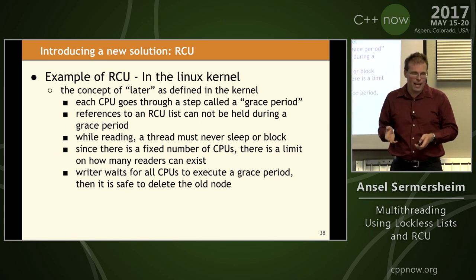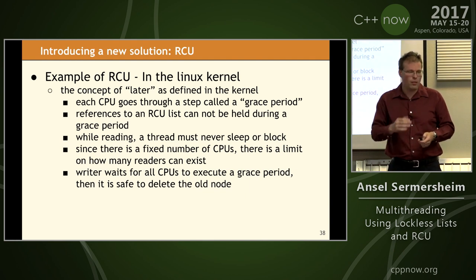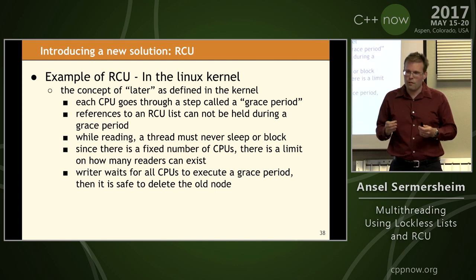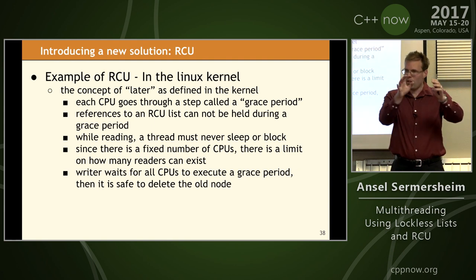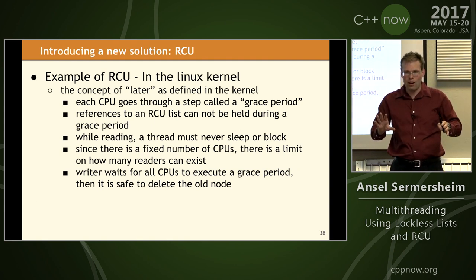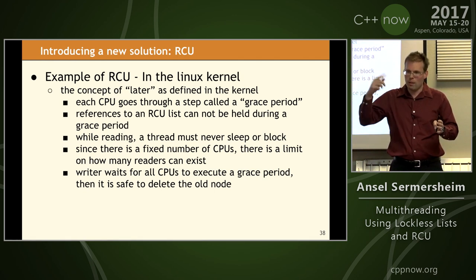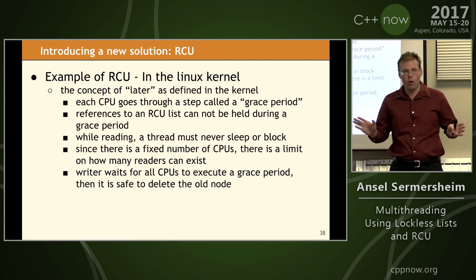What this means is that while reading, you really don't want to sleep or block, as noted. And since there's a fixed number of CPUs, there's a limit on how many kernel threads can exist. So when you write to this list, the write algorithm says, okay, do the read, the copy, the update, and then wait. I'll do the waiting. I'm the writer. And the way I'm going to define later is I'm going to block until every other kernel thread has been through a grace period. And then I know they can't possibly see the old node, so it's safe to delete.